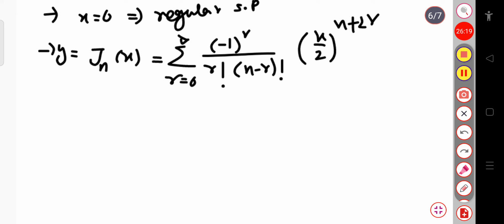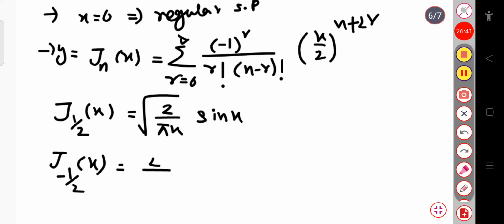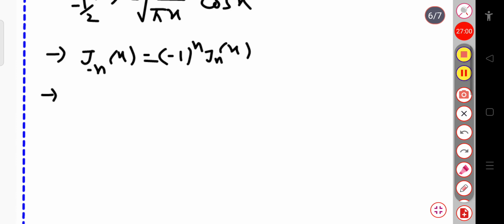And also one more thing you have to remember: J half of x is simply equal to root over 2 by pi x into sin x, and J minus half of x is equal to root over 2 by pi x into cos x. Okay, these are your important things. And for the properties of the Bessel function, there are infinite nodes possible.